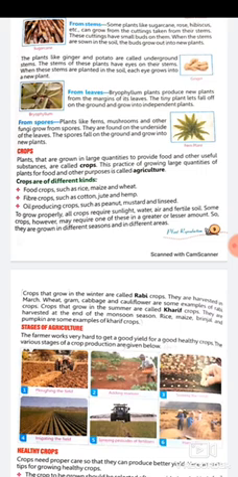Okay, children. Let's discuss crops. What are crops? Plants that are grown in large quantities to provide food and other useful substances are called crops. This practice of growing large quantities of plants for food and other purposes is called agriculture.